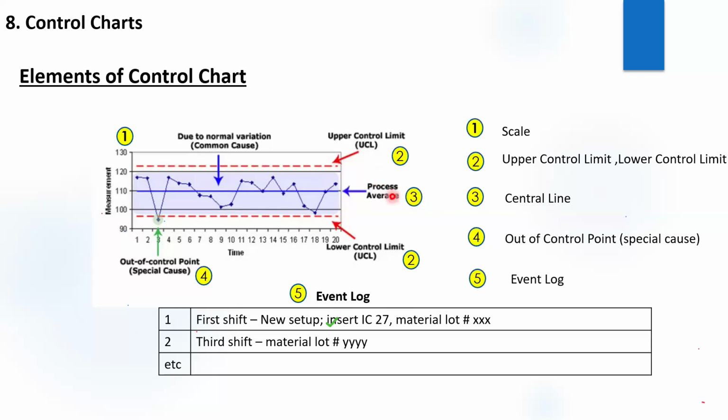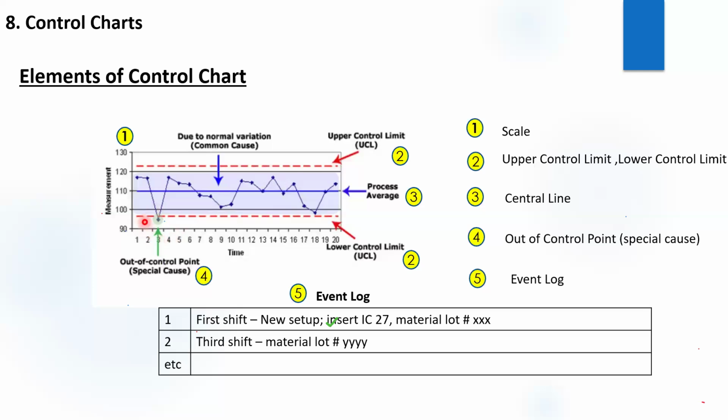Point number three, this is called the center line, the mean. Now point number four is very, very important. When any point is outside of these two lines, then you can say there is a presence of special cause, and you can declare that your process is out of control.